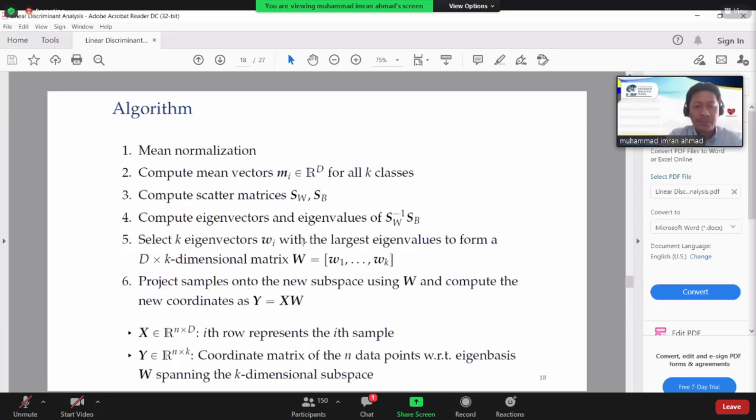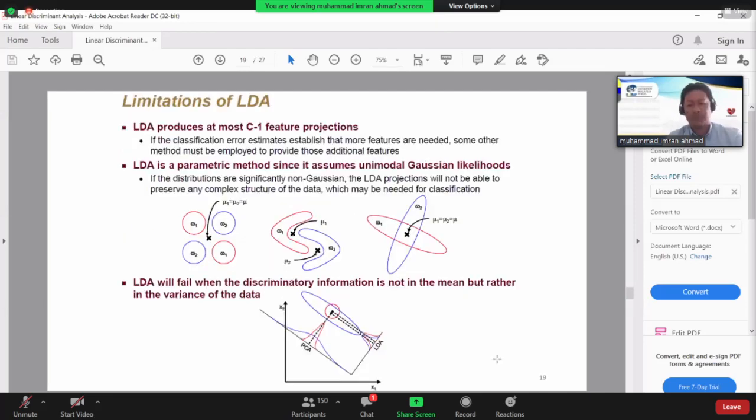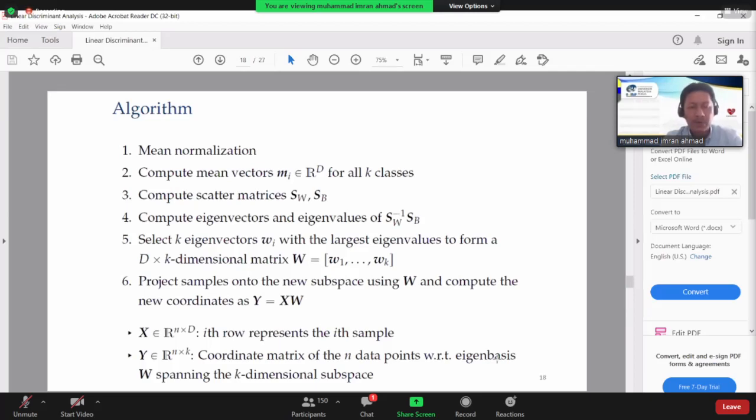Then you can do a projection. When you know what size you want to have in the low dimensional feature space, you can take this W and perform the projection based on the basis vectors that you decided just now. I want to remind again, X is your original data, and Y is your low dimensional space. X is your sample data and Y is the coordinate matrix of the n data points represented with respect to the eigenbasis. So this is step by step how to calculate PCA and how to calculate LDA.